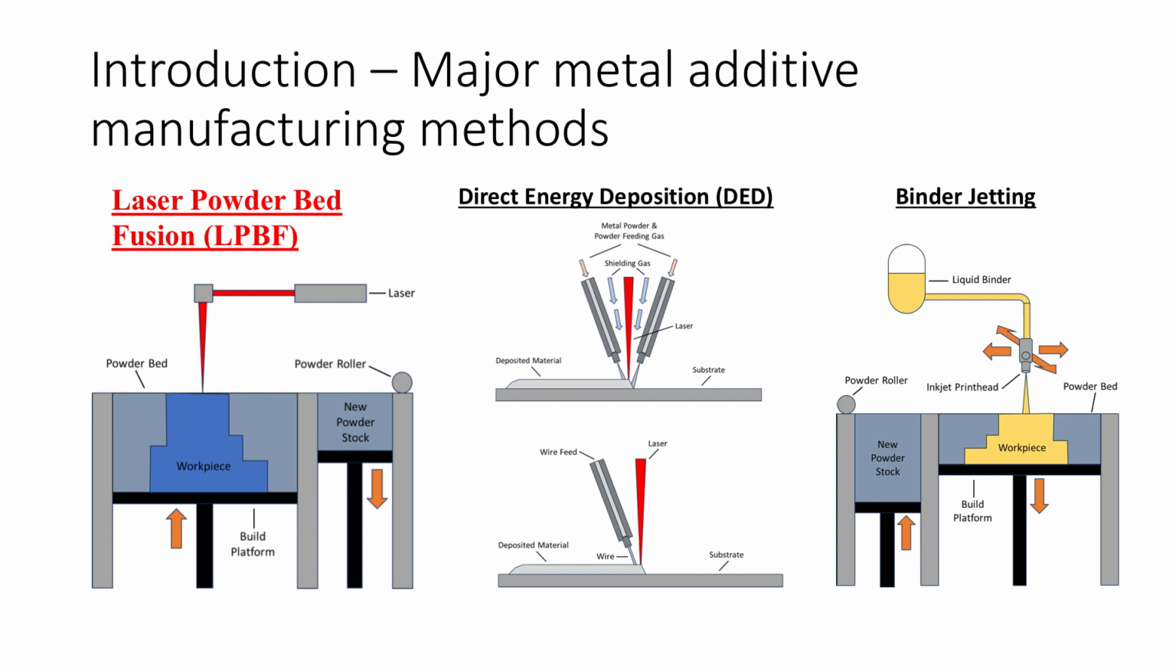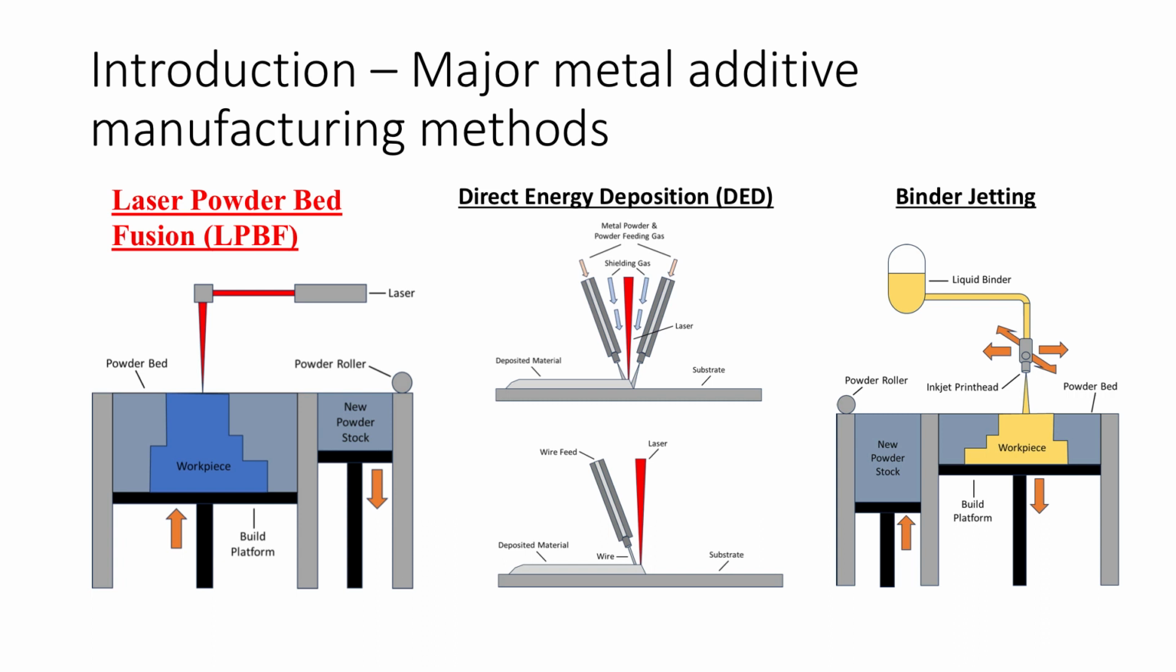After the layer is created, this table is going to move down, and this table is going to go up, and it is going to bring here some powder, and then this roller is going to move, and it is going to create a new powder bed layer to manufacture the part. When we use this method, the envelope is pretty limited.